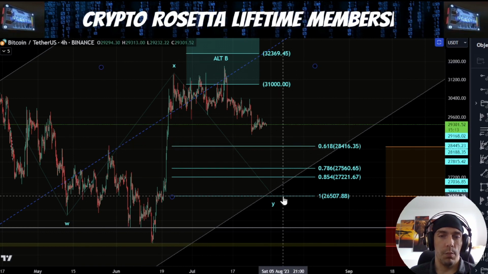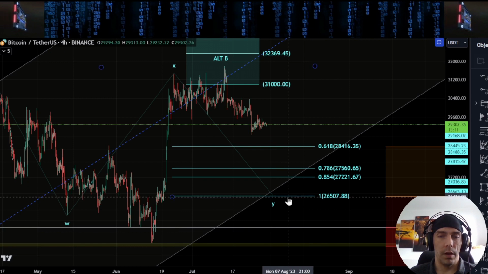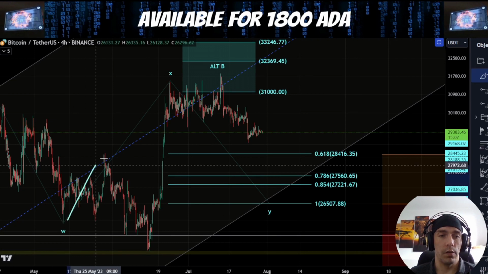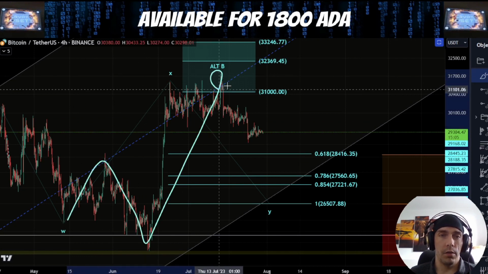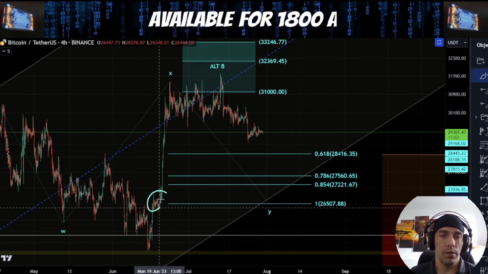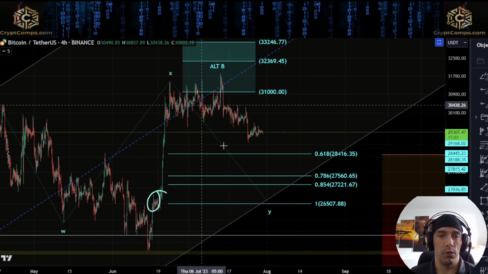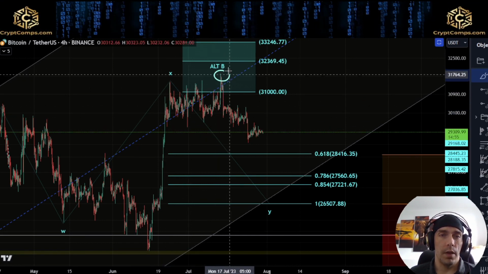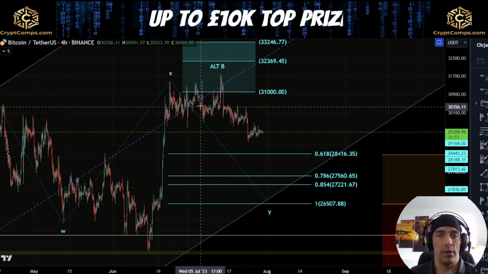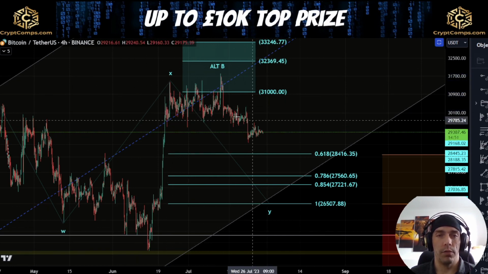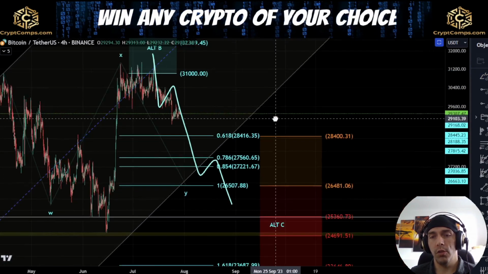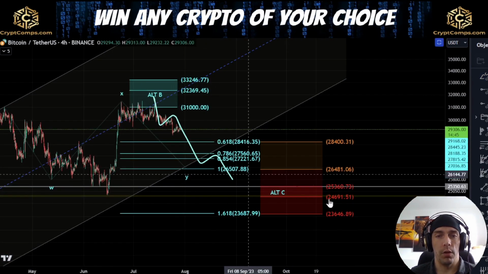Alternatively, if we do look to get a bigger structure here, we could see something like a move into this 26,507. We could also argue that this is A, B, and C into this high here. The problem I have with this is that this wave 2 and this wave 4 do not have good time comparison to each other, and it would mean that this wave 4 was substantially bigger than this wave 2. If this is the case, what we could see is a 5-wave move to the downside, in which case the alternative would be that we're looking for a C wave.